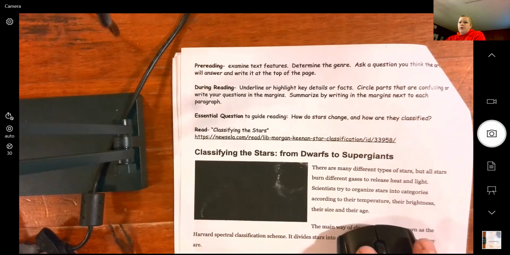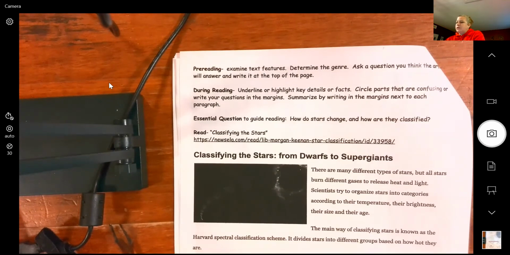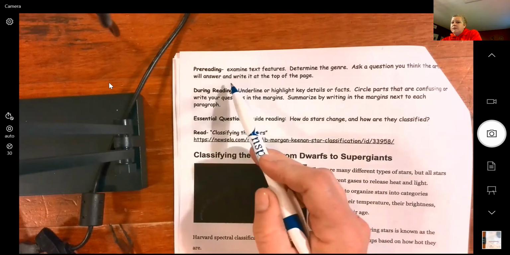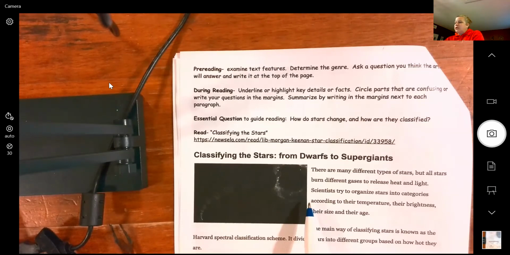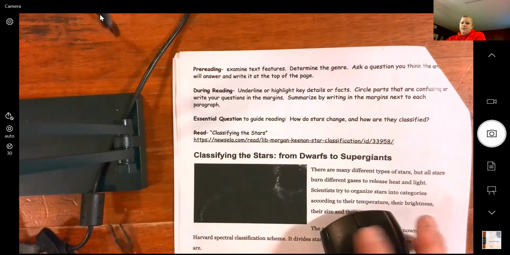So we're going to use all of our pre-reading strategies like we normally do. If you're reading this independently, please make sure you use all the strategies: determine genre, look at your text features, and then look at our essential questions. So this one's really hard to see. We're going to actually go and look at it online because it is a lot easier to see online.